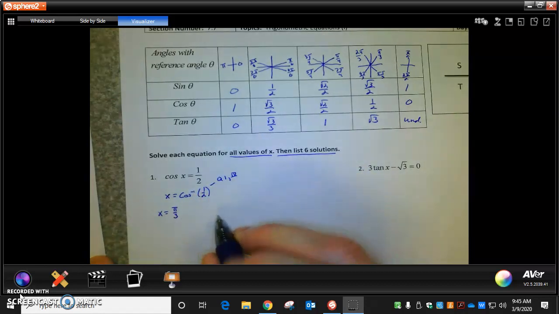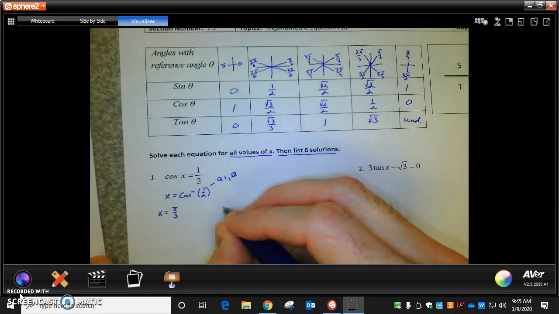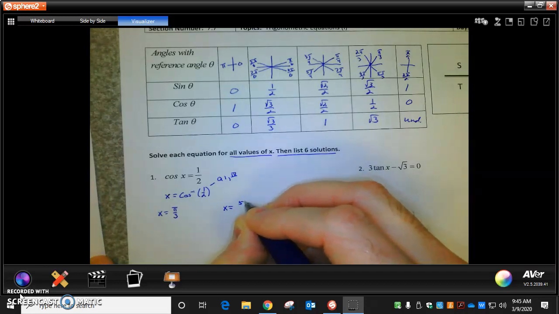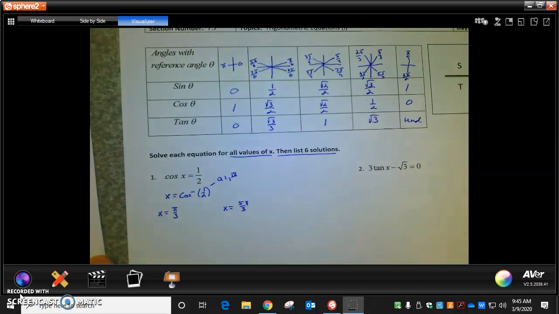I'm going to leave a little space here. I'm going to fill this in a second. Or x could equal 5 pi over 3. Both of those are valid answers.